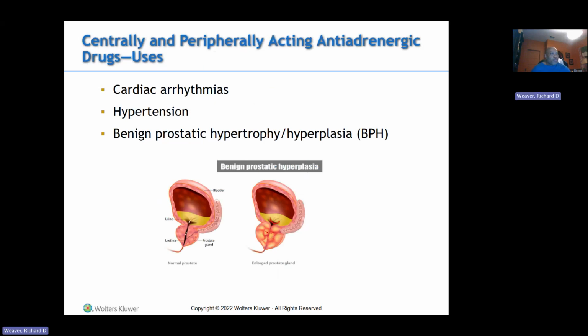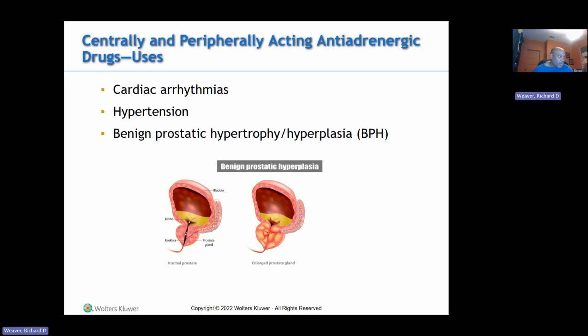Some of the uses, or why we do use it, for cardiac arrhythmias. Sometimes cardiac arrhythmias cause the heart rate to really be increased, and so these drugs would really be helpful in that respect. Also, we use it for hypertension, obviously, to cause that vasodilation effect, as well as BPH, as I just mentioned.